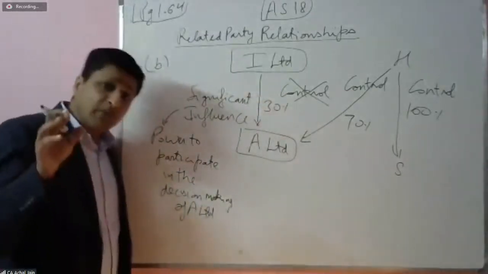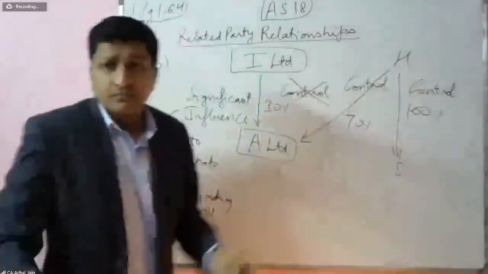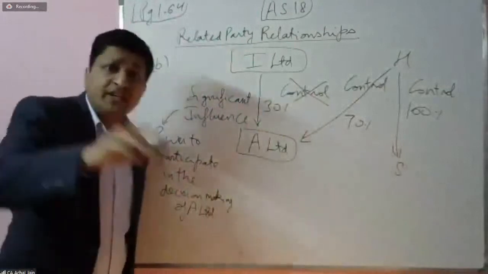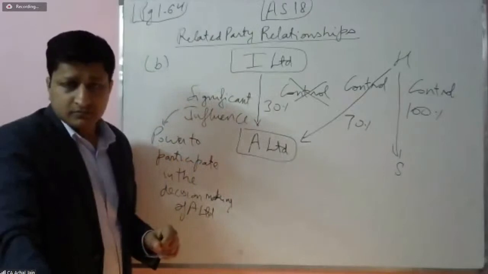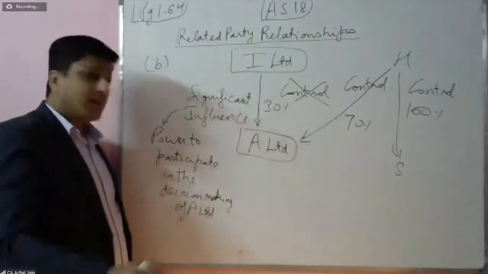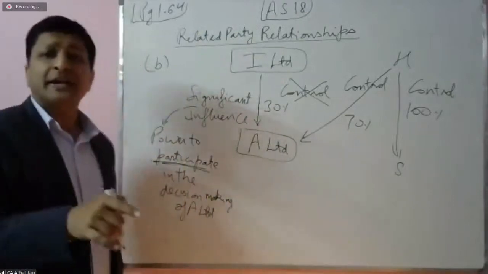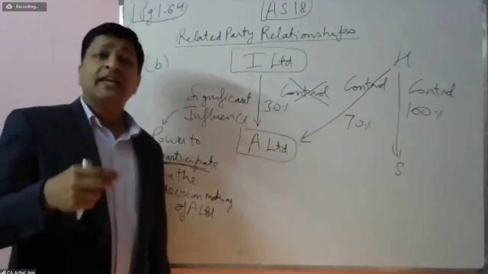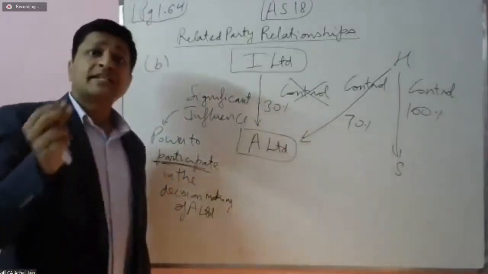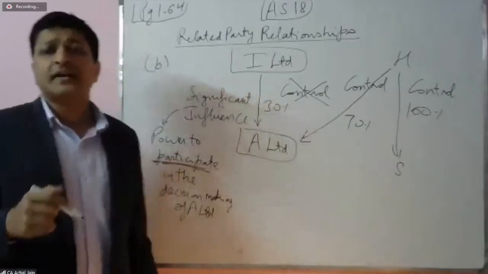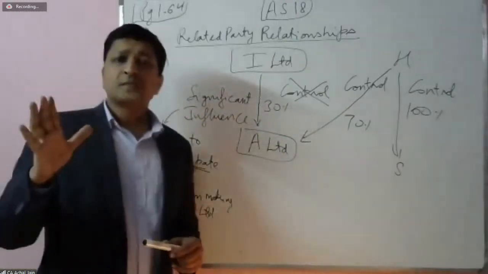Eventually the decisions may be taken the way H requires. Eventually the decision may be taken which I doesn't want. But still this power to participate is there. He can be there in the meetings. He will be attending the meetings. He will be participating. He will be saying something. Whether his say is acceptable or not, it's a secondary thing. Clear on this part?